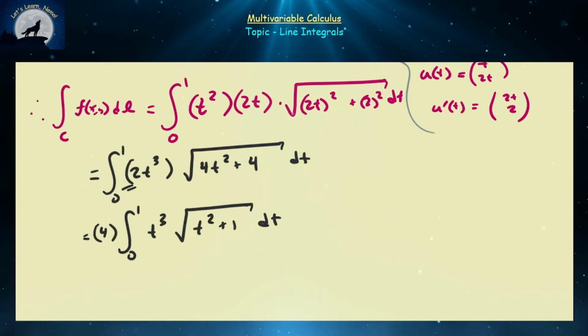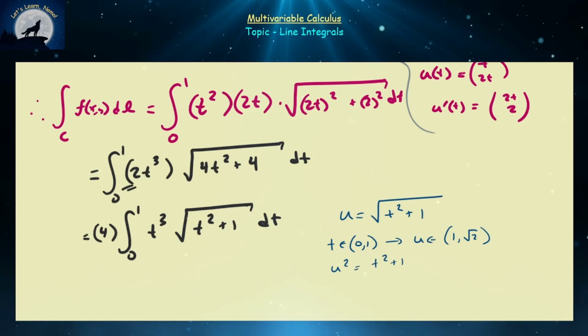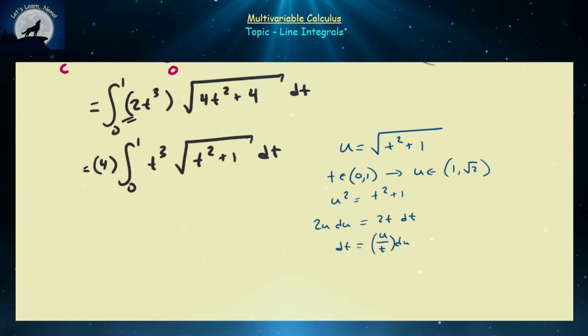From here, we use all our single variable calculus tricks that we learned before. For example, we can let u be equal to the square root of t² + 1, and then use u substitution. So when t belongs to the interval 0 to 1, you should be able to verify that u will range from 1 to the square root of 2. Also, u² will be equal to t² + 1, and then when we differentiate this quadratic instead of the radical, which will introduce rationals, we're going to have 2u du equal to 2t dt, and therefore dt will be equal to u/t du.